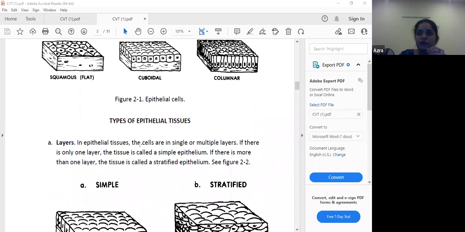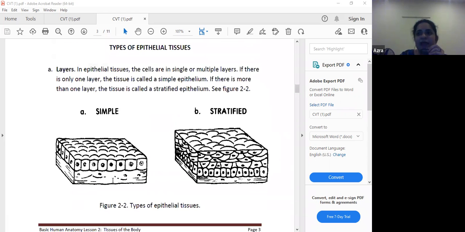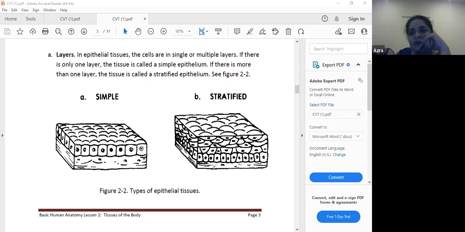So here we are talking about the types of epithelial tissues. Here are the different types, like A, it's layers. So what is the layer? This is the layer. In epithelial layers, if there is only one layer, the tissue is called simple epithelium. And if there is more than one layer, the tissue is called stratified epithelium. Look at here. Are you watching?